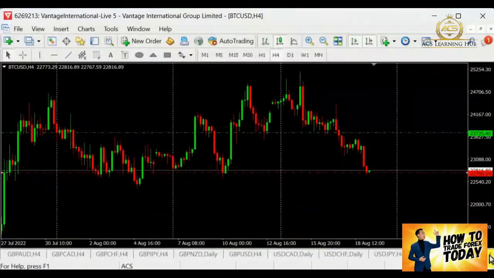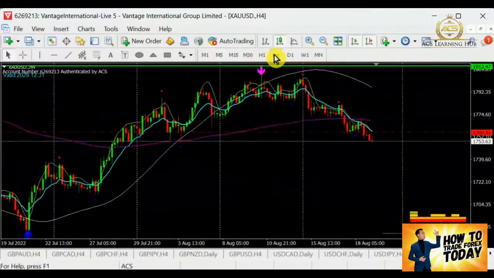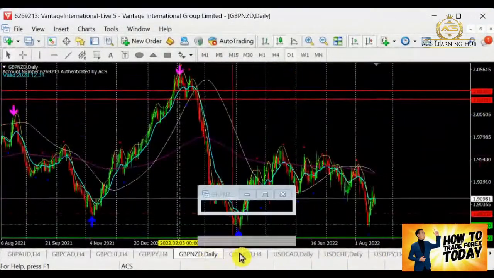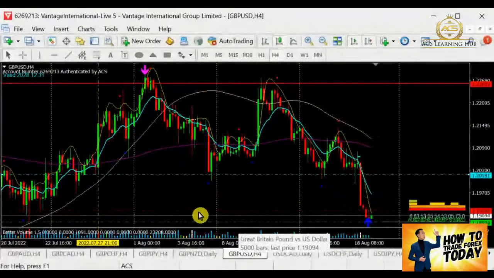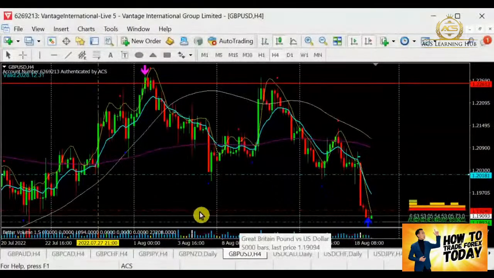Now let's take a look at all these tentatively. If there's no question on gold, then I will talk about gold probably later on in the UK session.